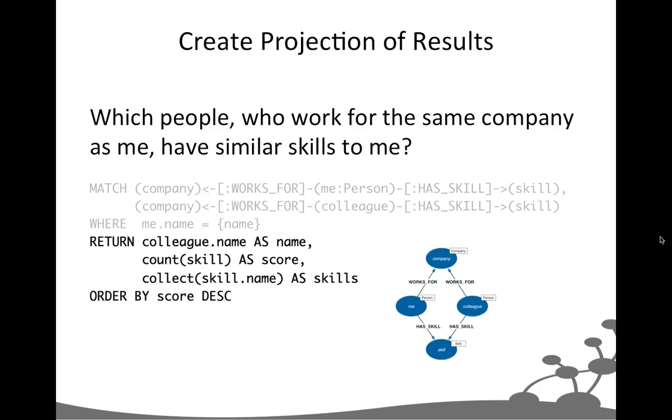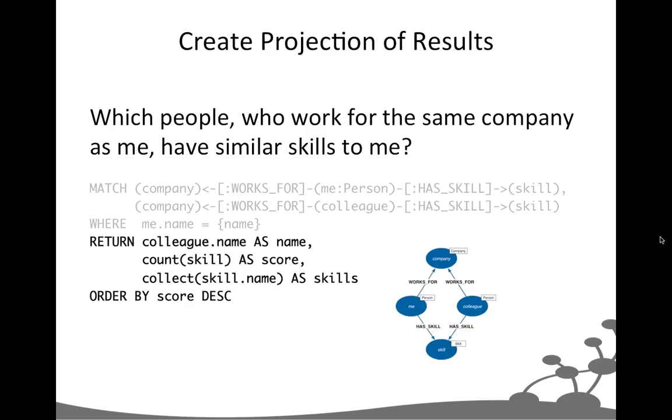And then the return clause here is just creating a projection of the data that we're interested in recovering. Okay. So we're going to take each of those colleague nodes. If we find any nodes that represent our colleagues, we're going to take their name property and alias it as name. Effectively, we're going to create a tabular set of results, and the first column will be called name, and that will list all of the colleagues based on their name.